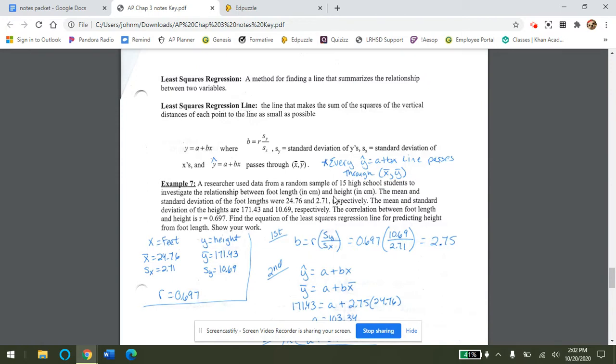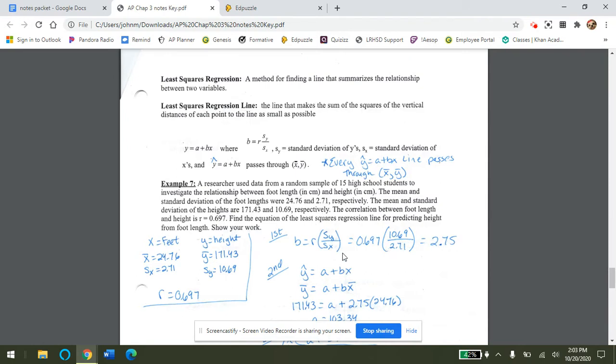All right, so when you read this problem, the method I'm about to explain you only do if you're given the averages of your x's, the averages of your y's, the standard deviation of your x's, and the standard deviation of your y's. Okay, so the first thing you do is you find b. It's r times the standard deviation of y over the standard deviation of x. I plugged it in and I got my b.